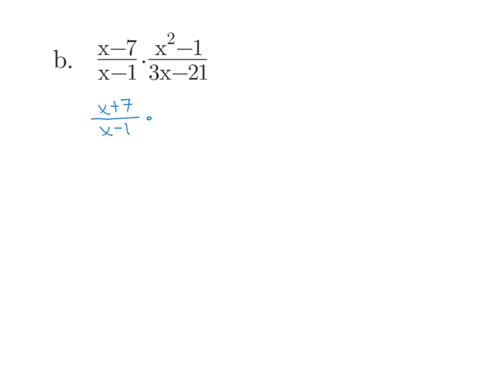On the right side, x squared minus 1 is a difference of squares. x squared is x and x. Things that multiply to 1 is 1 and 1. And we have different signs. On the bottom, the only thing I can do is factor out a greatest common factor. I can factor out a 3. And if we factor out a 3, 3x divided by 3 is x. Negative 21 divided by 3 is negative 7.